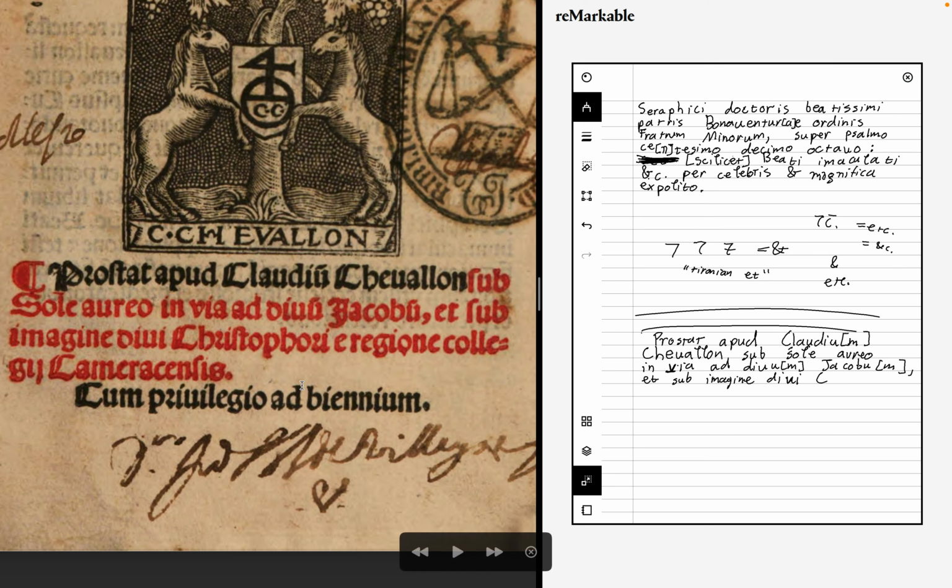So it looks like a U, but that's actually an R and then an I. There's actually a dot on the I if you look close. Cristofori e regione colleghi.